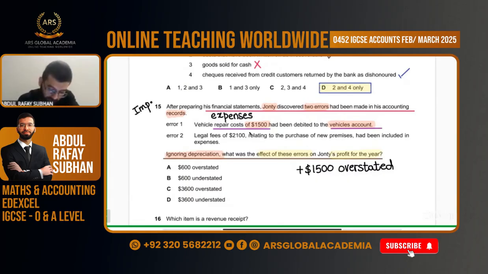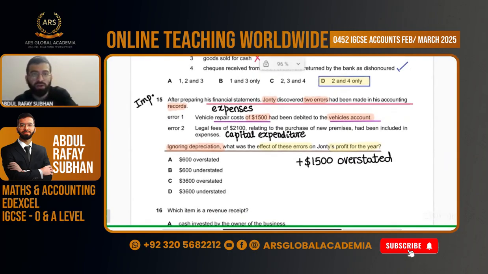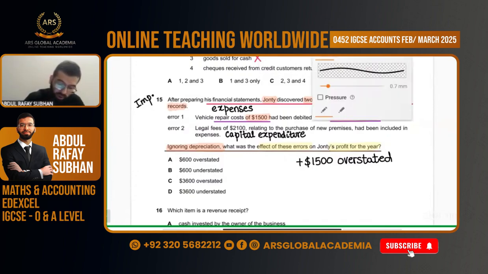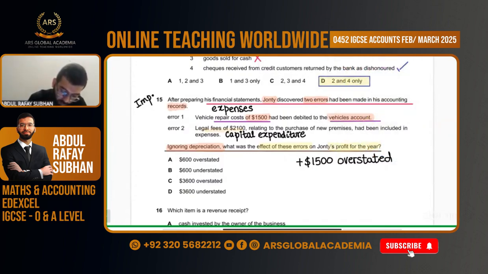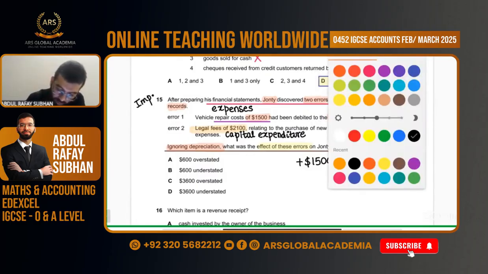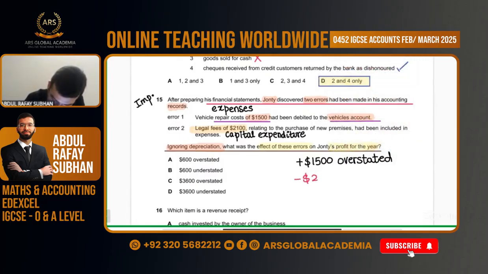And then the legal fees relating to the purchase of new premises have been included in the expenses. No, that is a capital expenditure. Legal fees always come under capital expenditure. Remember, they are testing capital and revenue expenditure. So profit for the year is understated by $2,100. So you can say $2,100 to be subtracted. Profit is understated by that.